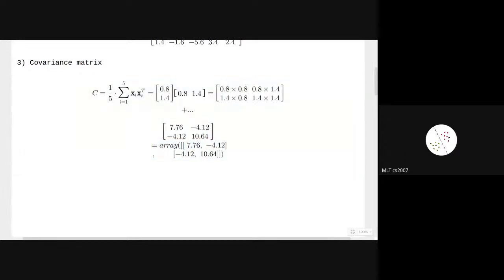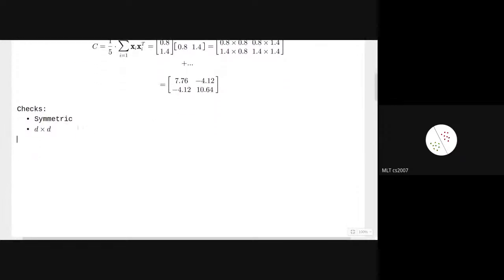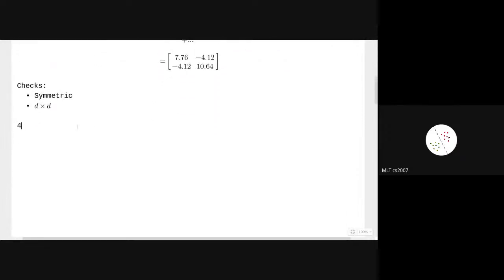These are all checks that you do on the way. The covariance matrix should always be D cross D, where D is the number of features. Since we are doing a two-dimensional problem, C is 2 cross 2. First, is it symmetric? In this case, it is. Is it of shape D cross D? It is, right? So these two are verified now. Now we have the covariance matrix. So what is the next step?